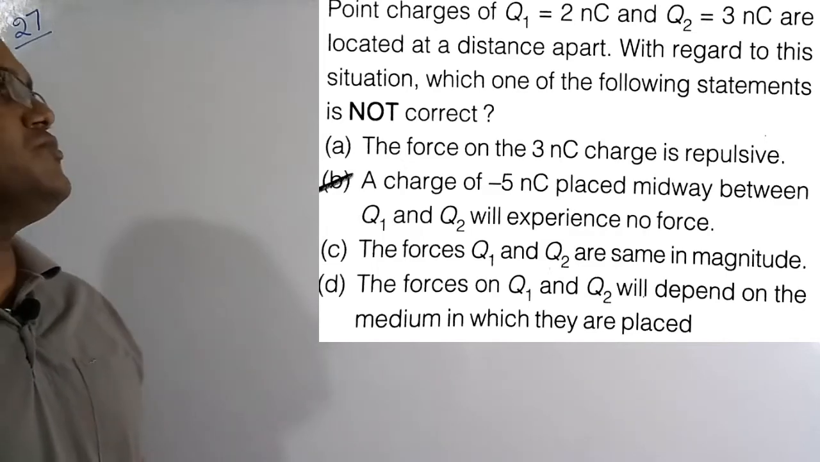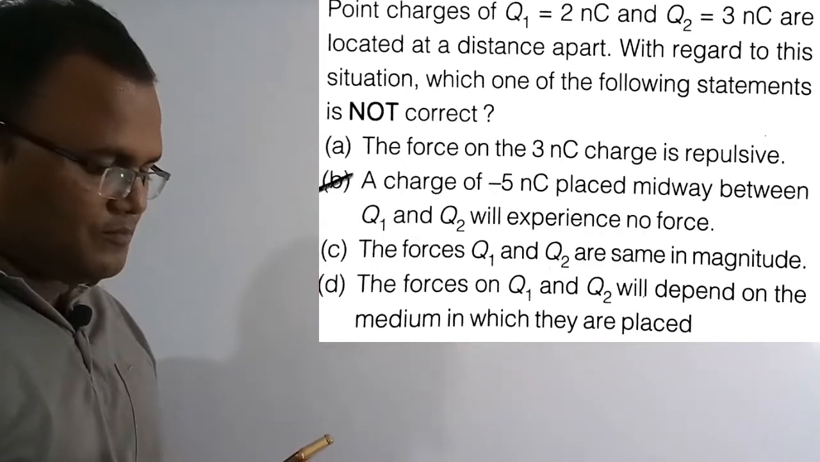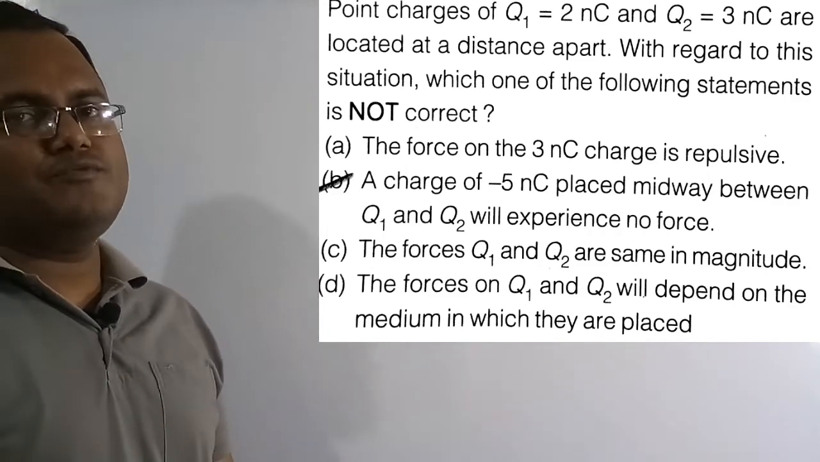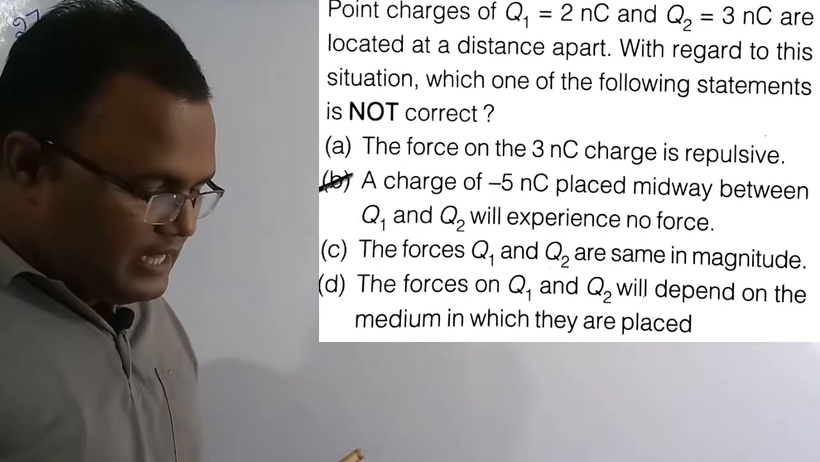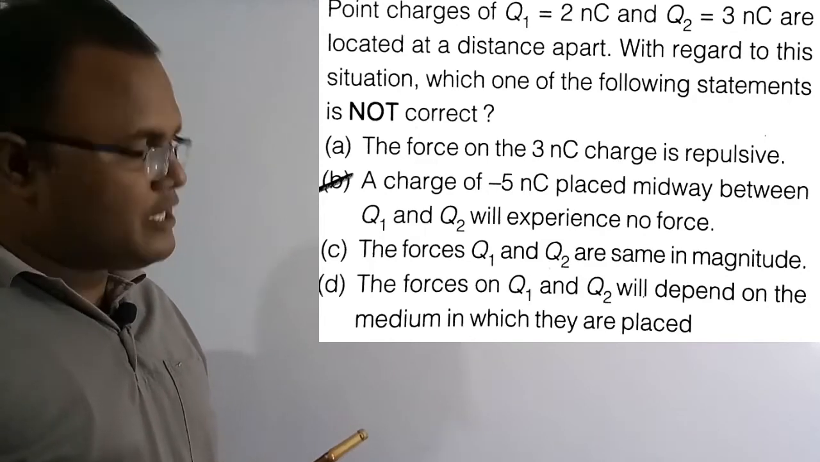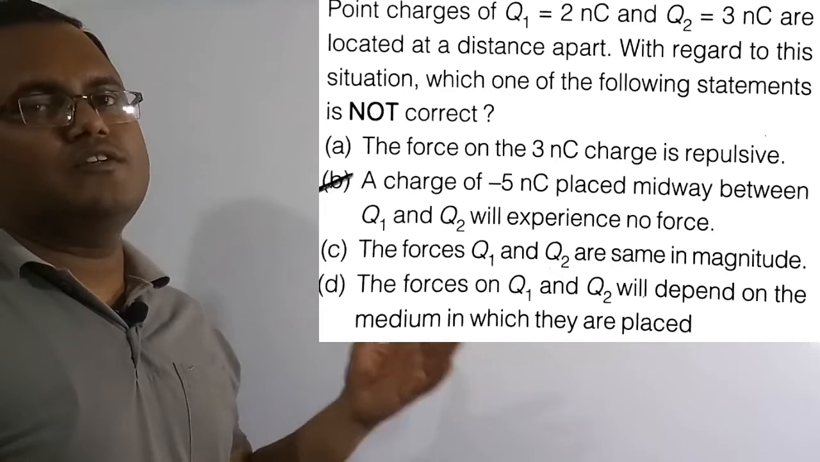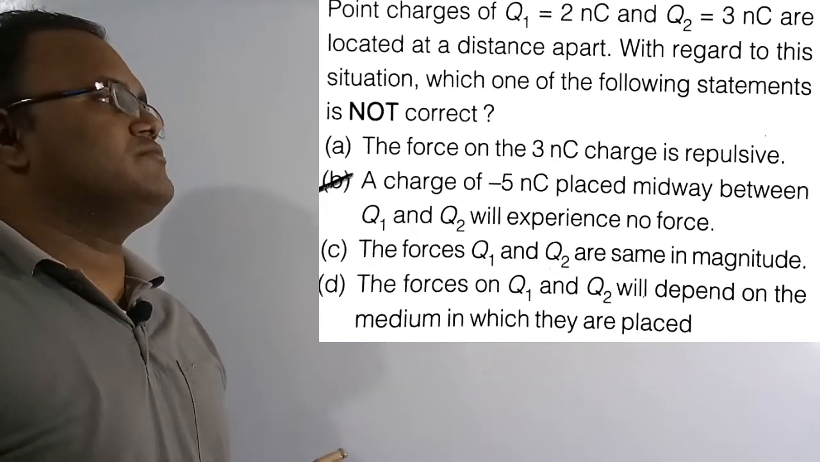Here in this question they are given two charges of 2 nanocoulomb and 3 nanocoulomb. Out of these four options, we need to figure out which option is the wrong one. Option B is the wrong statement, which says a charge of minus 5 nanocoulomb placed midway between Q1 and Q2 will experience no force. Option B is not a correct solution. So let us discuss the solution of option B.